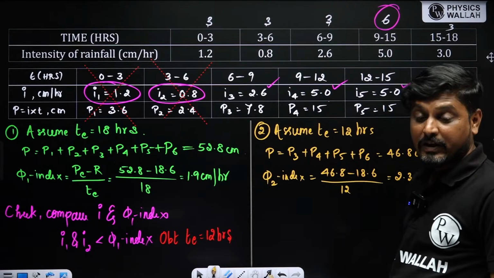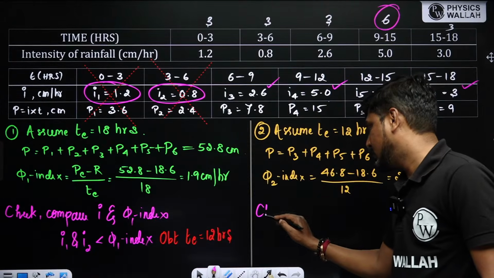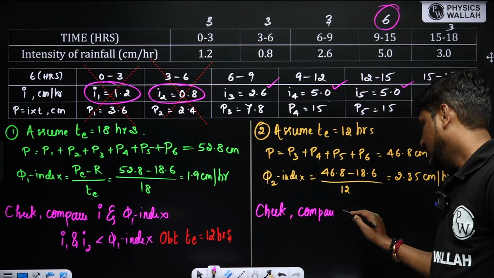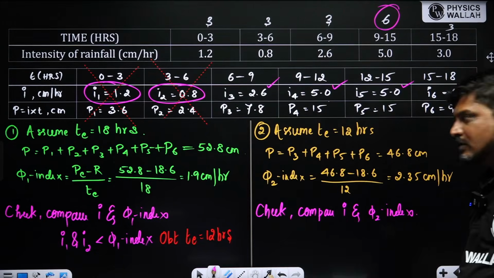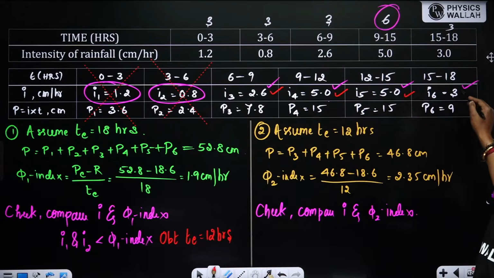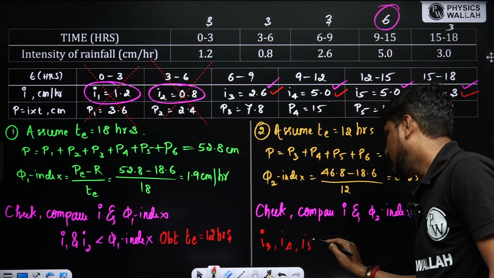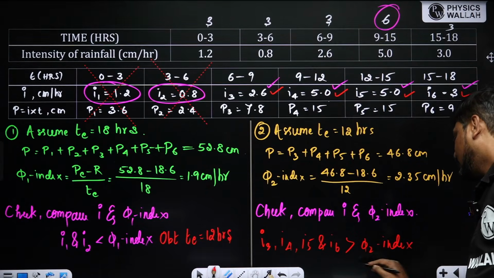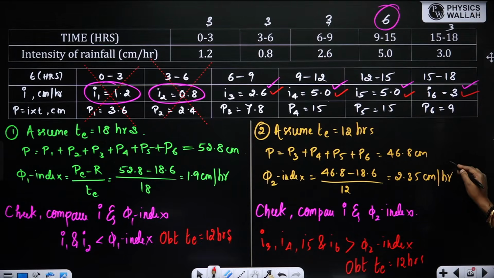Now again, after getting the second answer also you have to check, follow this procedure properly. Compare intensities and phi index. So you can see I3, I4, I5, I6 you have considered here, all are greater than phi index. I3, I4, I5 and I6 are greater than phi index. So obtained TE is equal to 12 hours. So this is the correct answer.